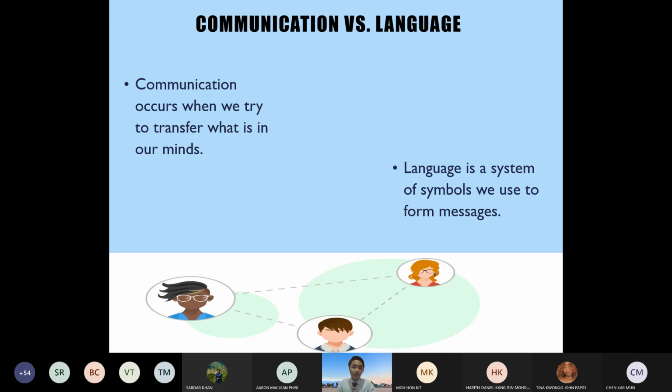Okay, so the difference between communication and language, I'm pretty sure you know this already. Communication is when we try to transfer whatever is on our mind. And communication does not always have to be language. It can be body language, it can be facial expression, which is a form of non-verbal language. So it's not always words that count as communication.